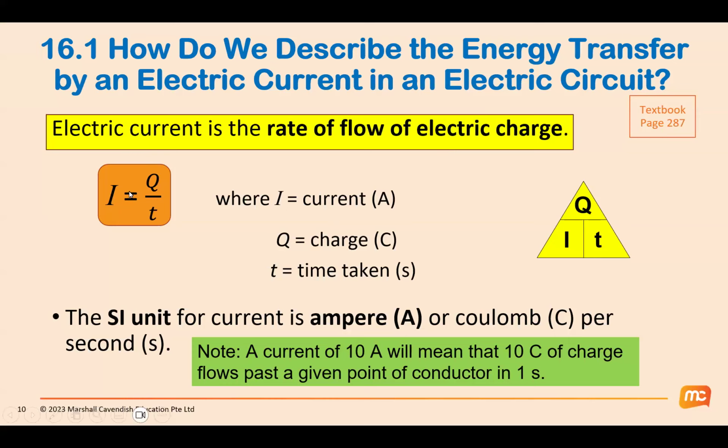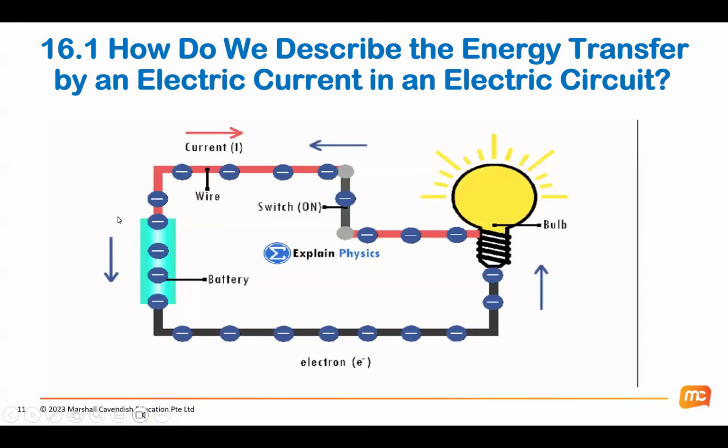So there is a formula for it. I represents current, which equals the amount of charge Q over T, the amount of charge per second. Or we can remember the formula by this triangle, which is Q, I, T. The SI unit for current is ampere, or we can use coulombs per second, but usually we use amperes instead. So what does a current of 10 ampere mean? It simply means that every 1 second, there is 10 coulombs of charge passing through that point in the conductor.